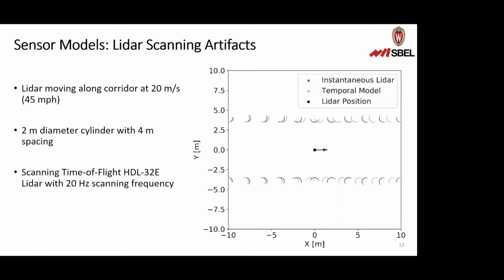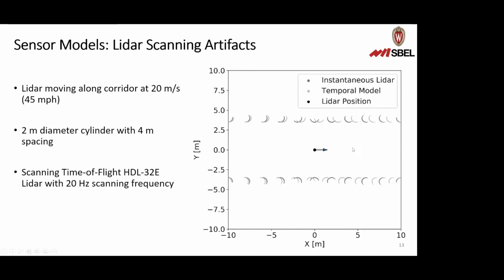The scanning artifacts arise because a LiDAR often spins somewhere in the range of 20 hertz. And for a vehicle moving potentially quite rapidly, by the time that LiDAR gets all the way around, you could have moved a significant distance, or objects around could have moved a significant distance. So here's a concrete example of that. This is in simulation, a LiDAR moving at 20 meters per second through a hallway full of cylinders. And this is based on a Velodyne LiDAR that rotates at 20 hertz.